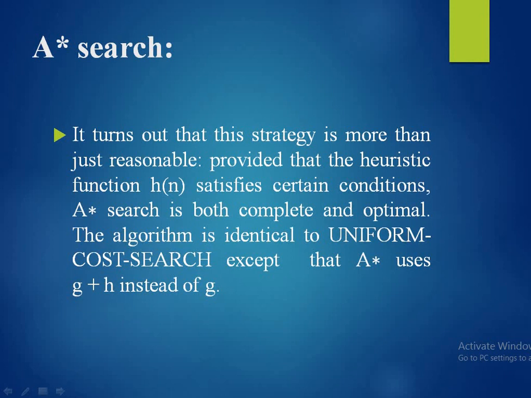Okay, so here the provided condition is that the heuristic function h of n satisfies certain conditions. Which are those conditions? A star search should be both complete and optimal. This algorithm, the A star search algorithm, is identical to uniform cost search, except that A star uses g plus h instead of only g.